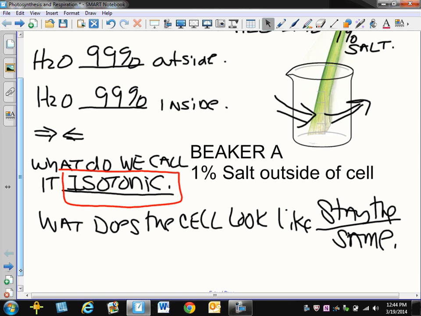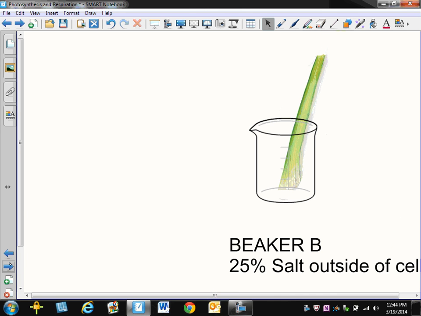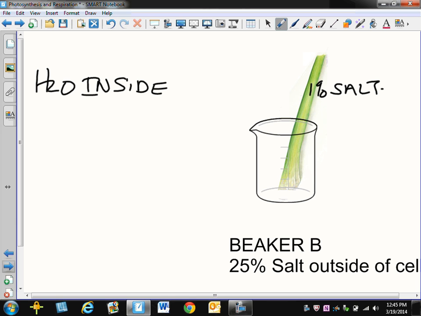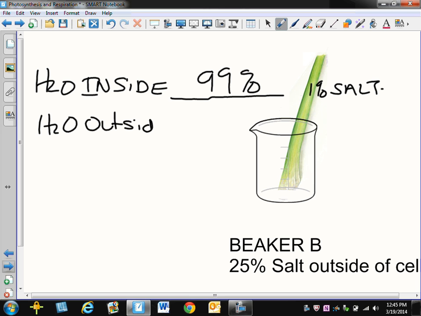So, if we look at the other one, some things have changed. The celery didn't change. What was our percentage of salt in the celery? 1%? So let's write that down. We got 1% salt. And again, remember, it's all about the water. Now, we have a 25% salt outside. So let's see. Okay, water inside. So what's the amount of water inside? 99%. Ryan brought his A game. H2O outside. 75.